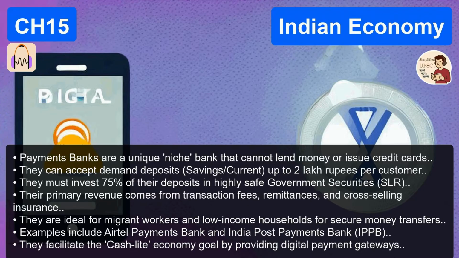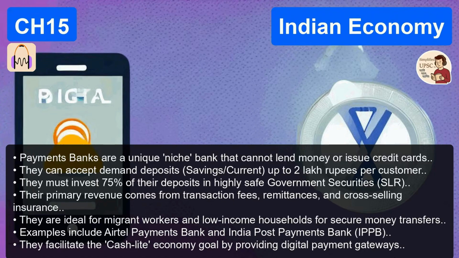Can they accept deposits like a normal bank? Yes, they are full banks in that sense. They can accept deposits from the public, and they can lend money out. So what makes them different from a regular bank? Because their entire reason for existing is financial inclusion, they have a much tougher lending mandate.